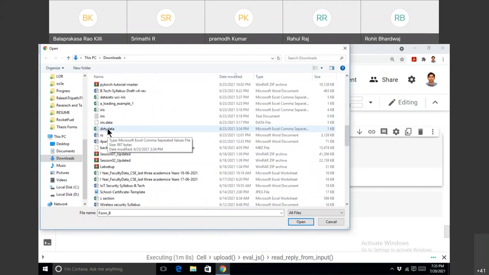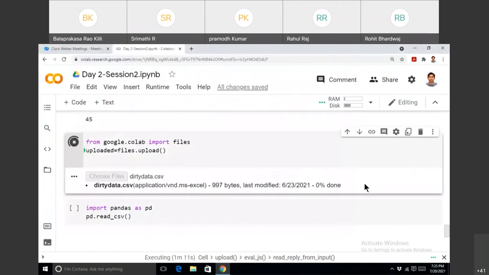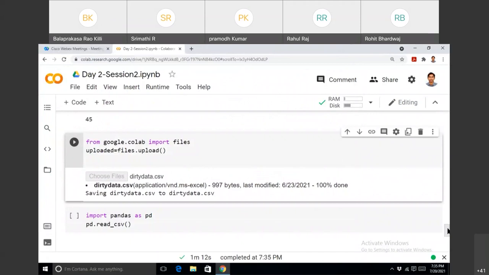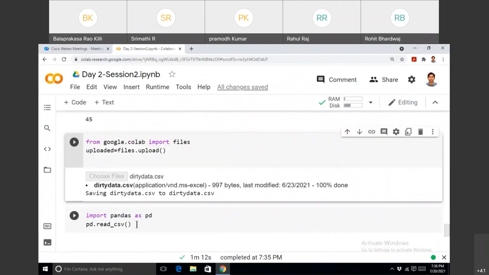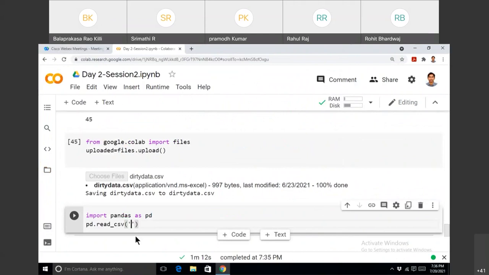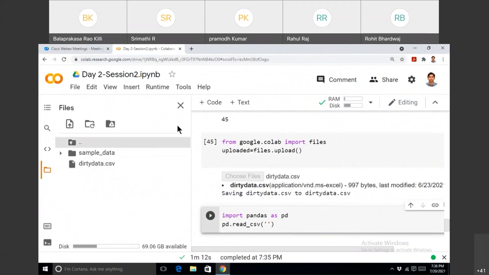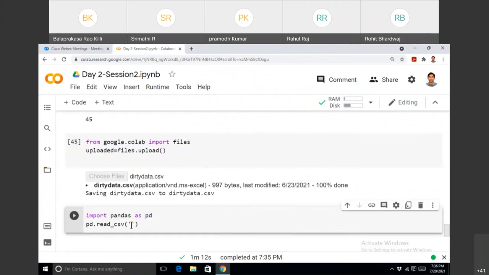Let me upload this dirty data. This is a comma separated file. Can you see? So I'm uploading this comma separated file. Later on, I will read it using read_csv. Now I have uploaded it. Now, where to see this file? If you click on this one, can you see this dirty data.csv file? You can see, right, all of you? Okay. So now, if you want to read this CSV file, simply give the name. It is in your files folder only. So what is the actual name? dirty data.csv. Let me pass this file, dirty data.csv, and store the output somewhere. Now you see what will happen.